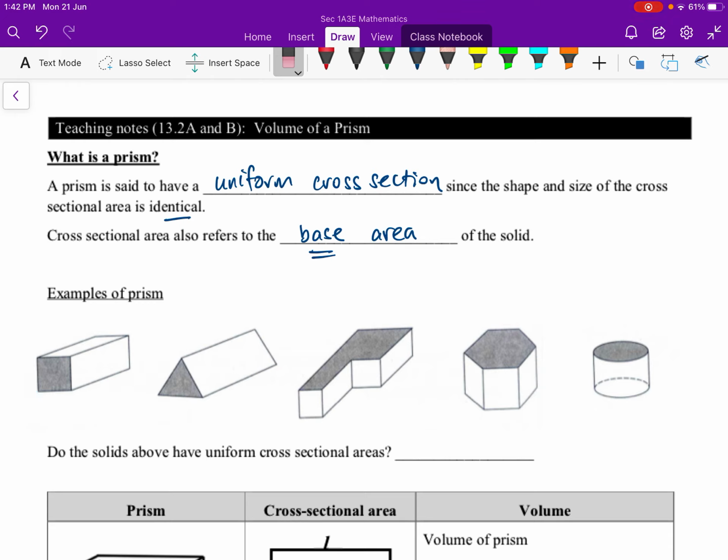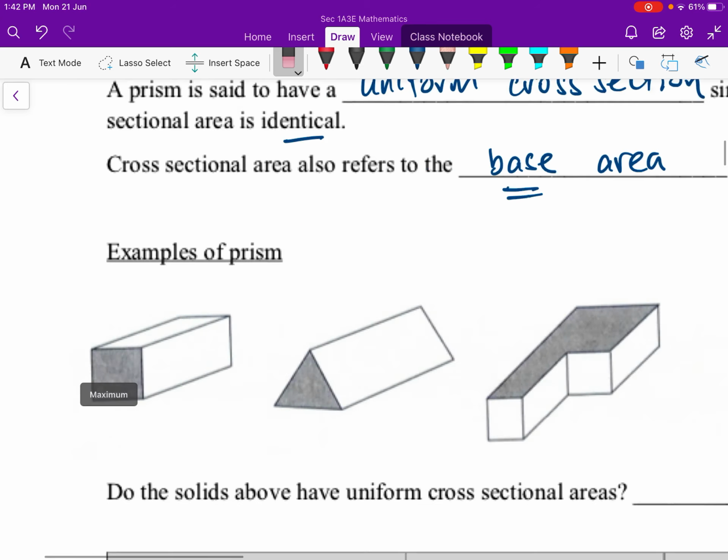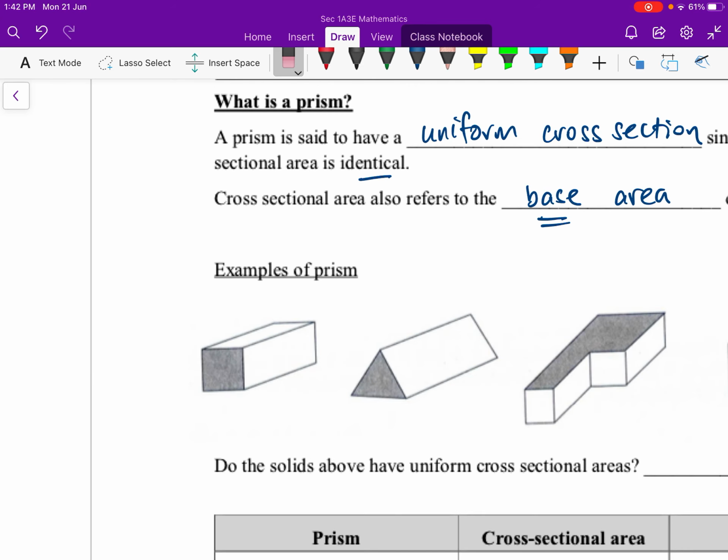In this cuboid, they have shaded the cross-sectional area. So if we were to slice this cuboid, we will end up with identical, in this case it appears to be squares. Okay, so here we have one slice. Here at the end, we have another slice. You notice that all these, they are identical to what is shaded.